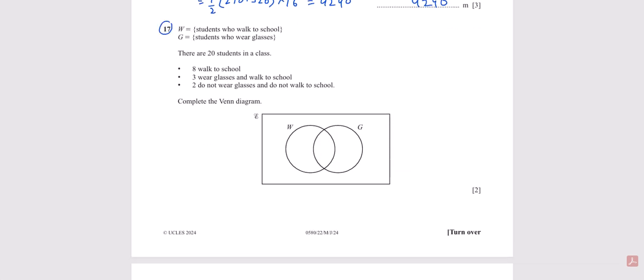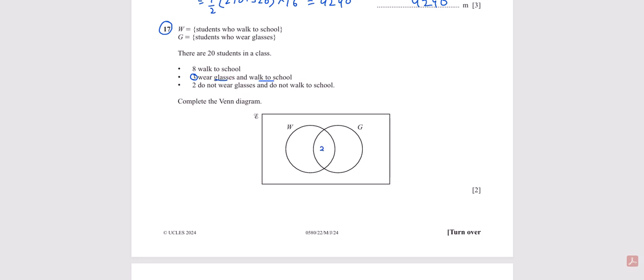Question number 17. W is a set of students who walk to school, and G is a set of students who wear glasses. There are 20 students in a class. 8 students walk to school and 3 wearing glasses and walk to school. 3 are common, that they wearing glasses and also walk to school.